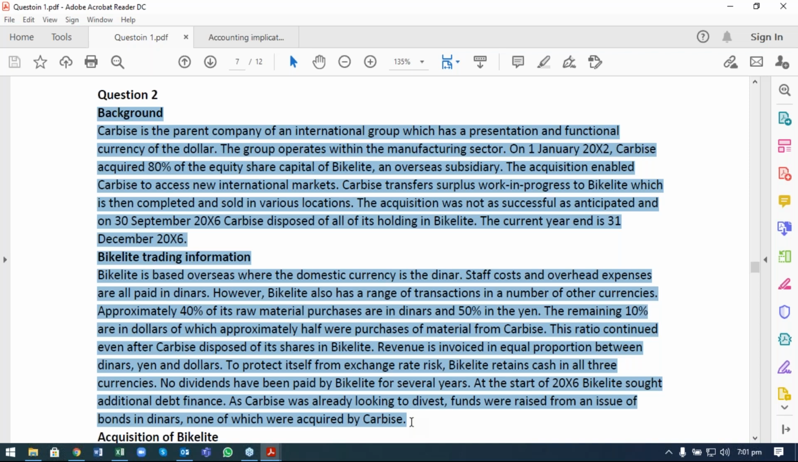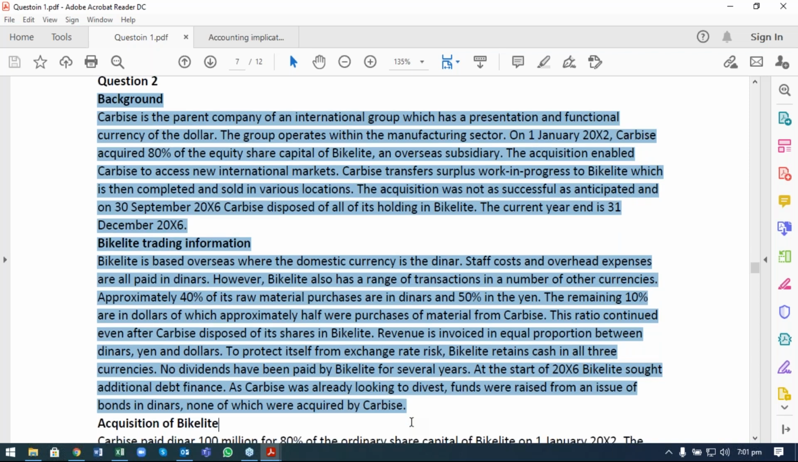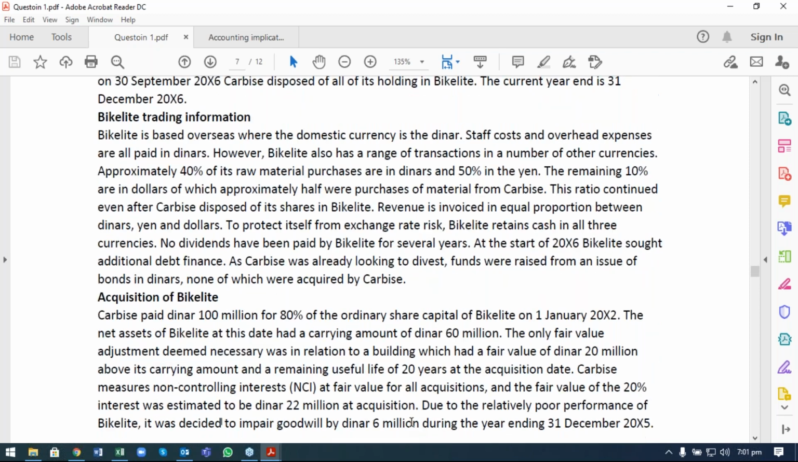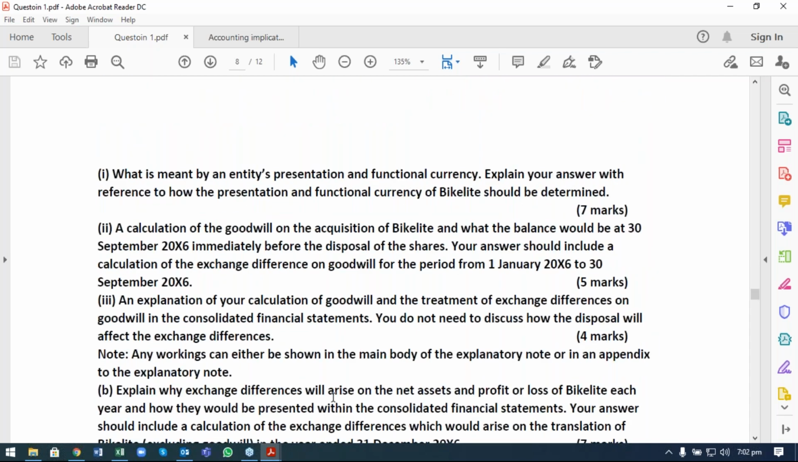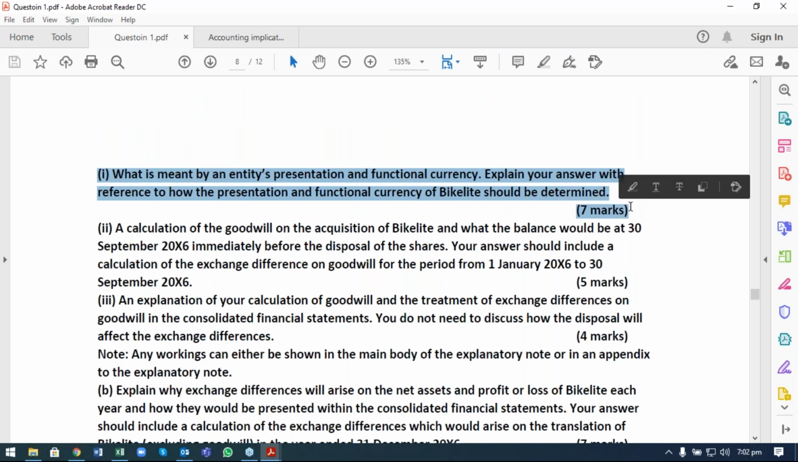In this question we'll be reviewing two main standards, that is IAS 21 and IFRS 10, along with IFRS 12, the disclosures required for the consolidated financial statements. So let's read out the basic requirements of this question. Then we'll be looking into what aspects we need to account for, or what are the main portions of our scenario that should be accounted for.